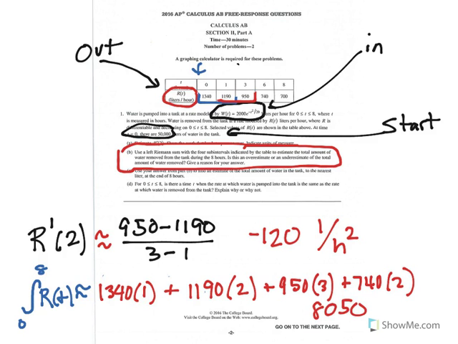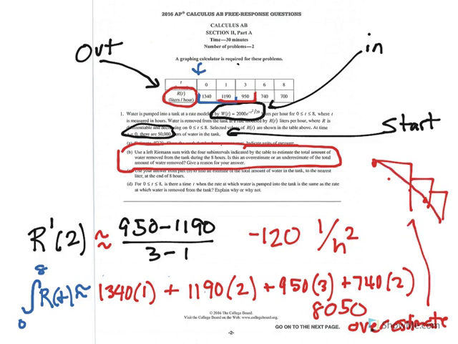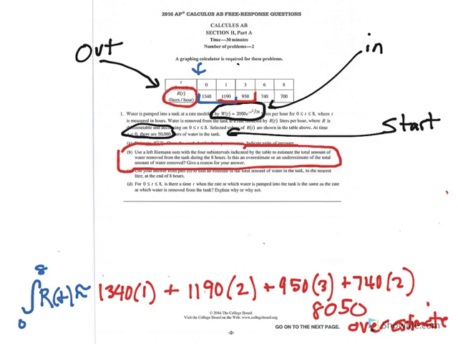Did it ask me for unit of measure? No, it does not ask me for unit of measure, so I'm not putting one down. Did this overestimate or underestimate? Well, remember, if I think about the picture, it is decreasing. It goes like this. A left Riemann sum will overestimate, and they ask us for reasoning. My reason could very simply be I could draw a picture of a Riemann sum with a decreasing curve and show it just like that, or I could say that the left Riemann sum overestimates a decreasing function.